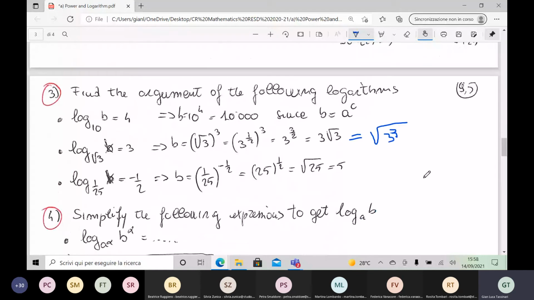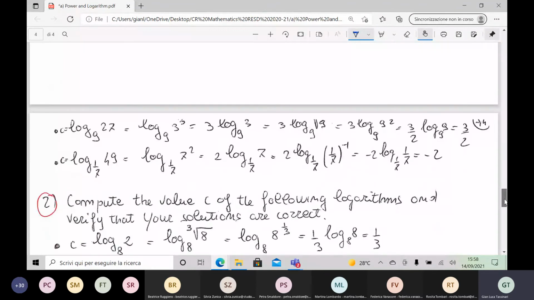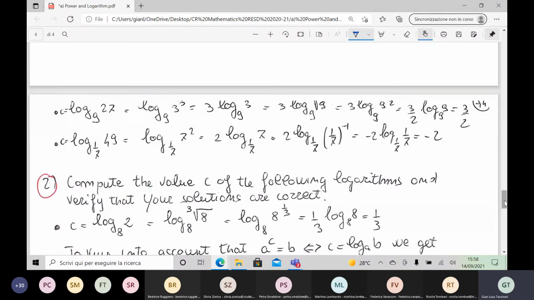So I go to the last page. So again, we make other confusion. I mean, other exercise back. Here we want to compute the values of this logarithm, at least if we can. So c equal to logarithm with basis 9 of 27.